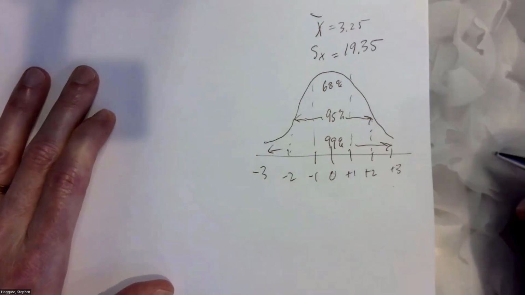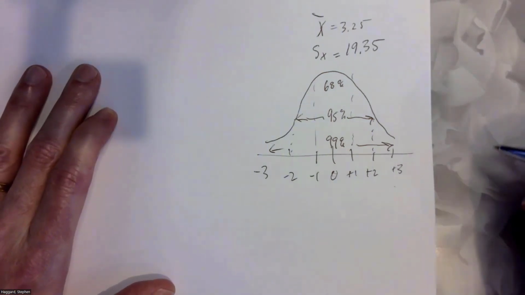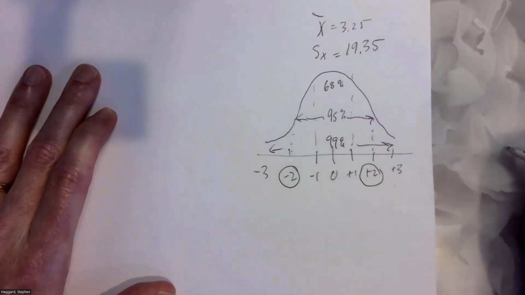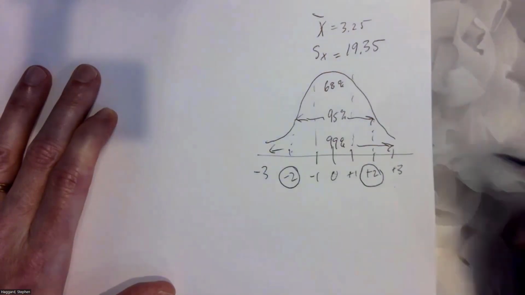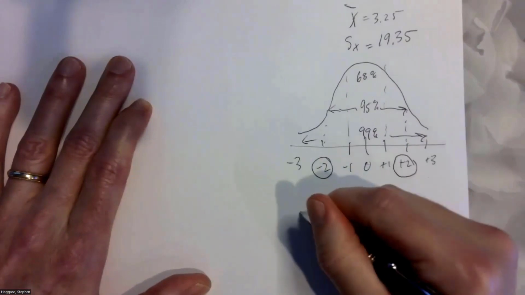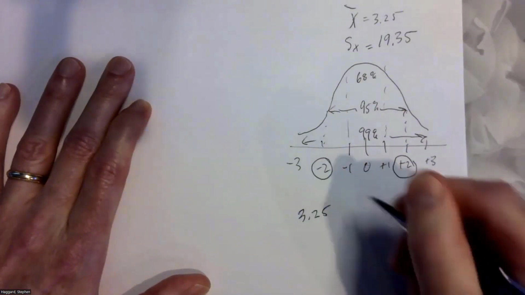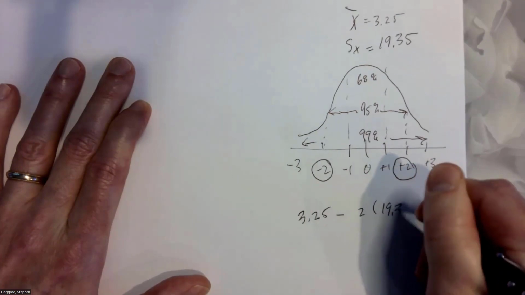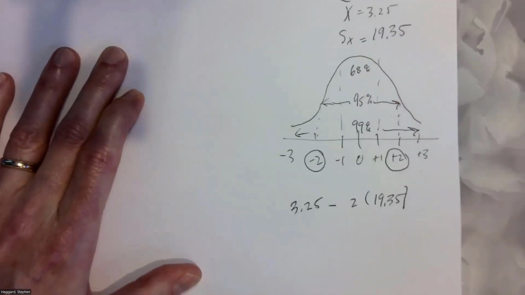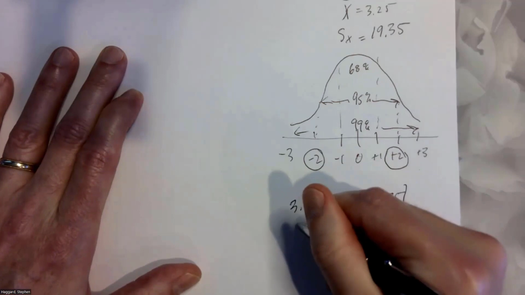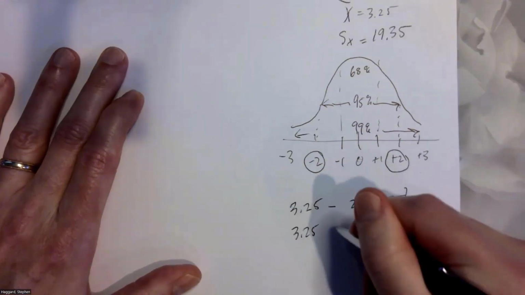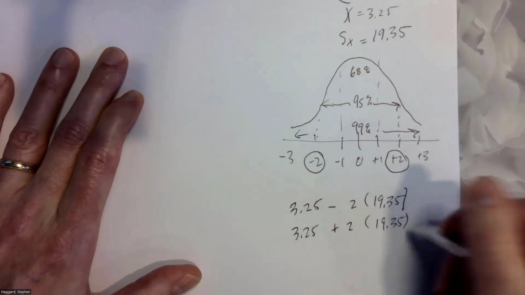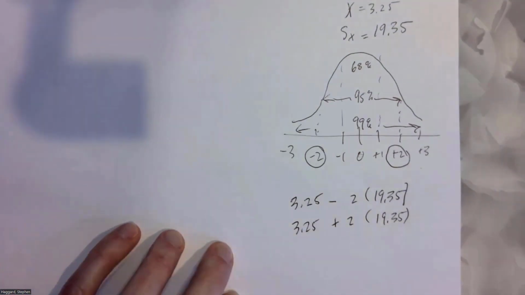Now, the problem asks for the 95% probability range. So that means they want to know between -2 and +2 standard deviations. So now all we need to do is take 3.25 minus 2 times 19.35. That will give us the lower bound. And we're going to take 3.25 plus 2 times 19.35. And that's going to be the upper bound.